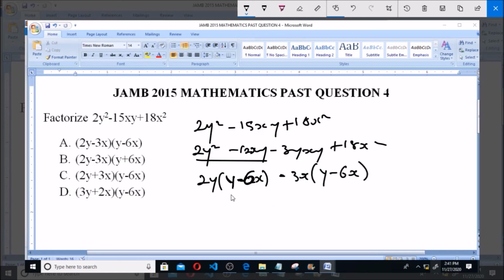Now opening this, we'll have 2y minus 3x into y minus 6x. Now this is the answer to this question, and that is option A. Option A is the correct answer to this question.